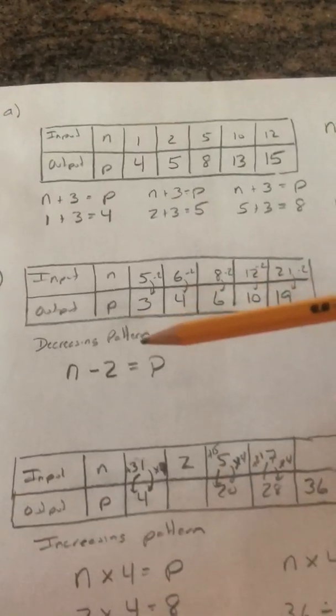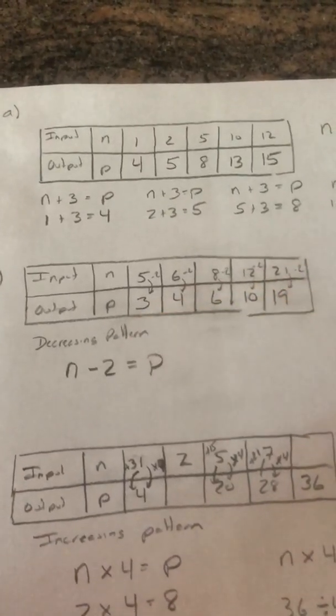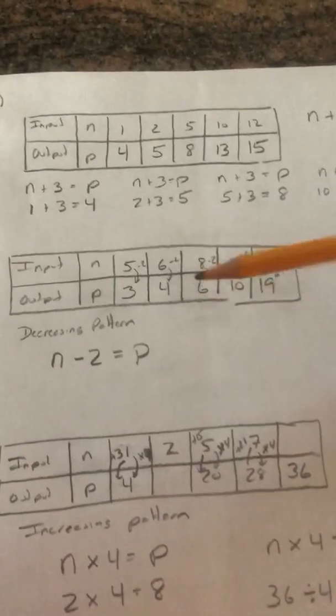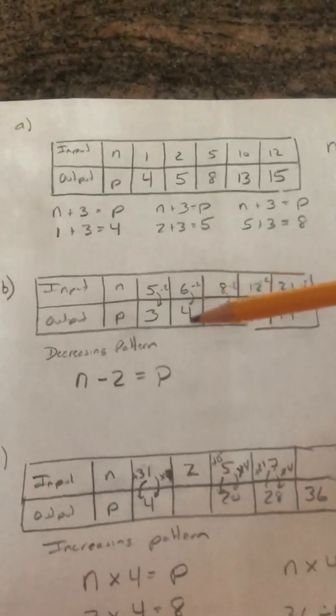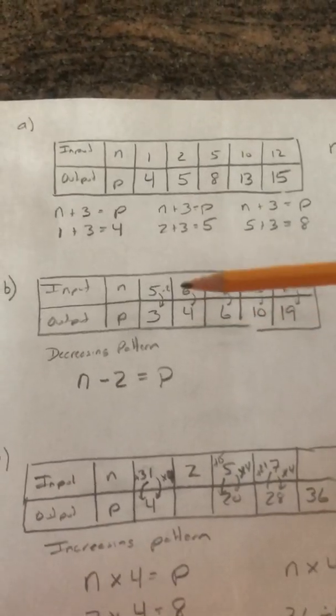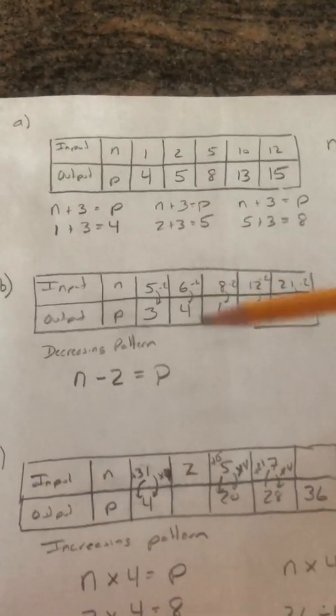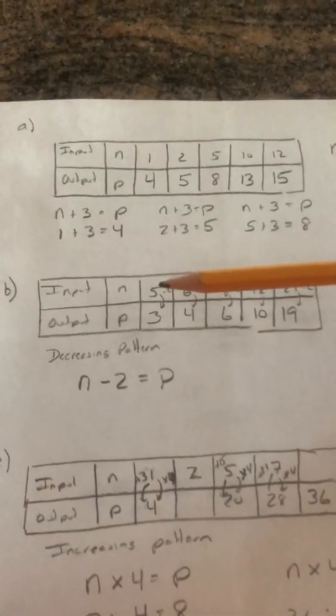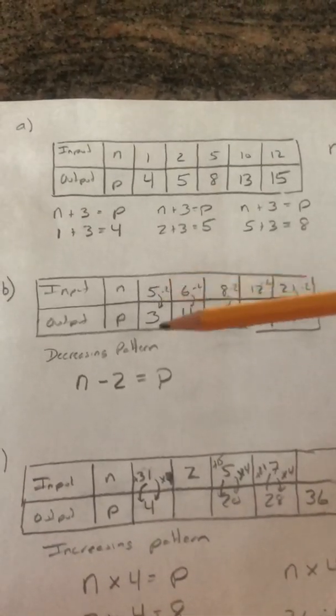The first thing I notice is we have a decreasing number pattern. Typically with decreasing number patterns, you want to look for some type of a rule that's going to involve subtraction or division. So when we're looking at this, I'm trying to figure out how would I get from 5 to 3.